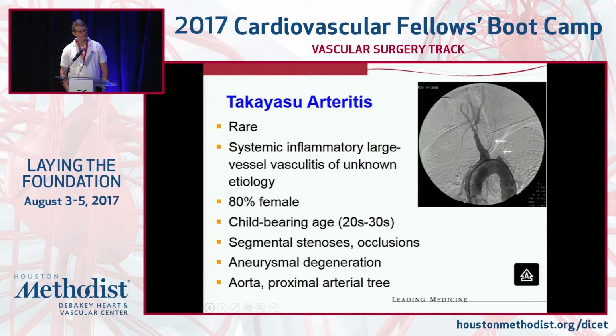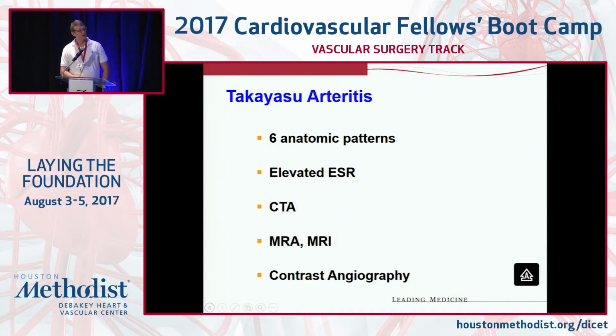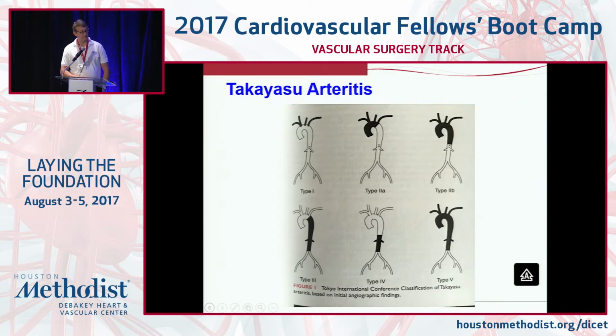Takayasu is very rare, but a favorite board question kind of disease. It's of unknown etiology, but it tends to occur in women, and in young women. It's often known as pulseless disease. Takayasu affects the large to medium-sized vessels, so it's almost always the great vessels and the aorta itself. There are 6 anatomic patterns, which I can't claim to remember, but this is associated with an elevated sed rate.